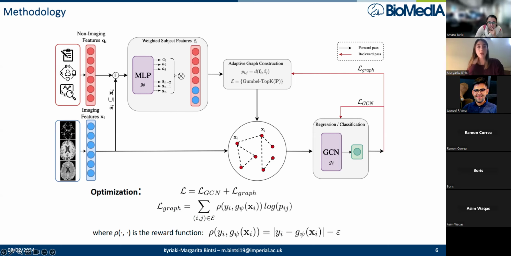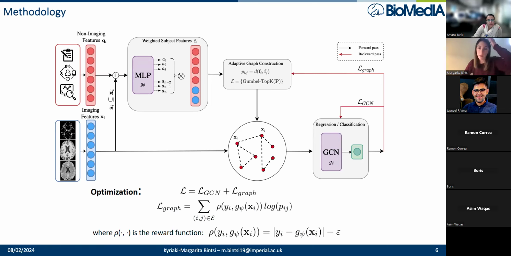And we use this population graph as input to the GCN in order to have a prediction, either regression or classification. In order to train this end-to-end, because we have a sparse graph and we cannot backpropagate directly as it is, we used these graph laws. Our loss has two terms. The first term is for the optimization of the GCN, and the second term is for the optimization of our population graph. It's basically for the optimization of the MLP, which will optimize the attention scores, and then this will give an optimized graph structure.